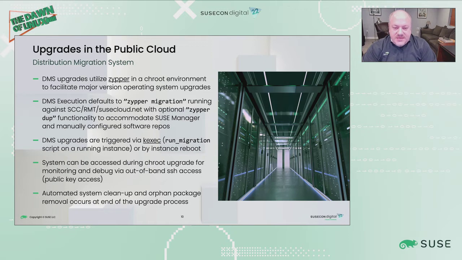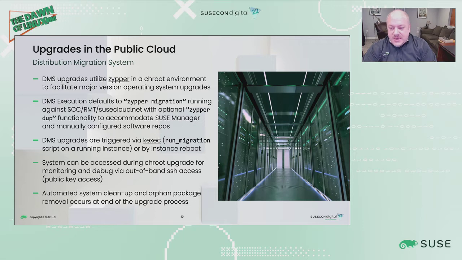When we look at how DMS operates under the covers, it utilizes Zipper in a chroot environment to facilitate the major version upgrades. This is a bit different than a standard SLES 12 to 15 upgrade that you might do with the installation media. SUSE, prior to DMS, has required that the installer be used to facilitate the upgrade. By using DMS, which creates a live boot image, and mounting the root file system in a chroot system mount point, we can use Zipper migration or Zipper dup to accommodate the upgrade process.